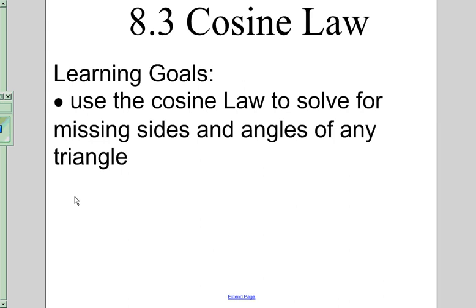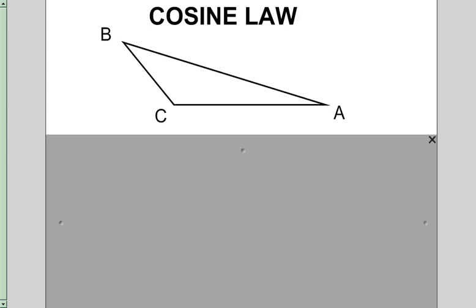Alright, so today's lesson 8.3 is cosine law. The learning goal is to use the cosine law to solve for missing sides and for missing angles of any triangle. Okay, the way the cosine law works, similar to yesterday, is that you need to begin with a triangle that is properly labeled according to capital letters for the angles and corresponding sides written with lowercase letters. So A is opposite side A, B is opposite side B, C is opposite side C.